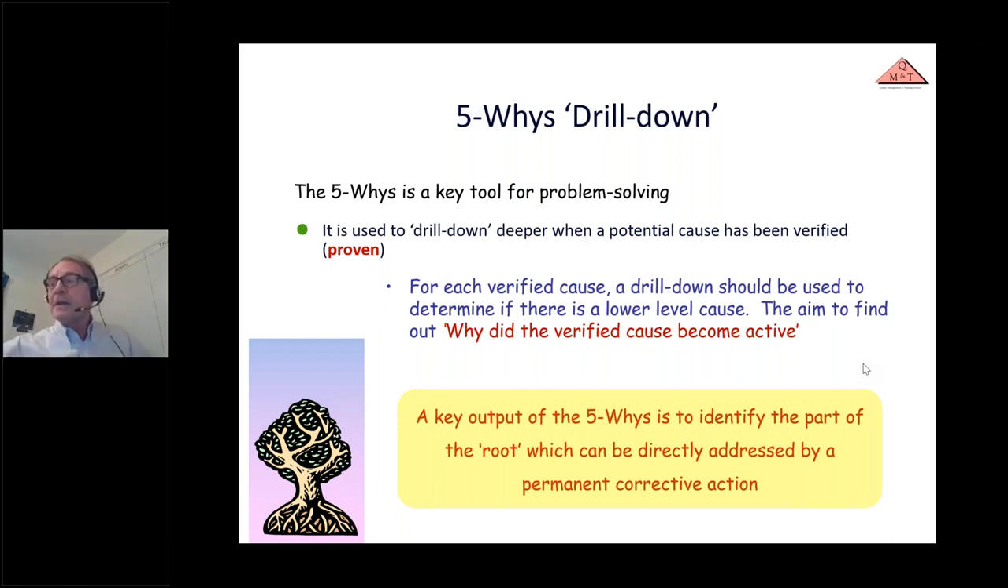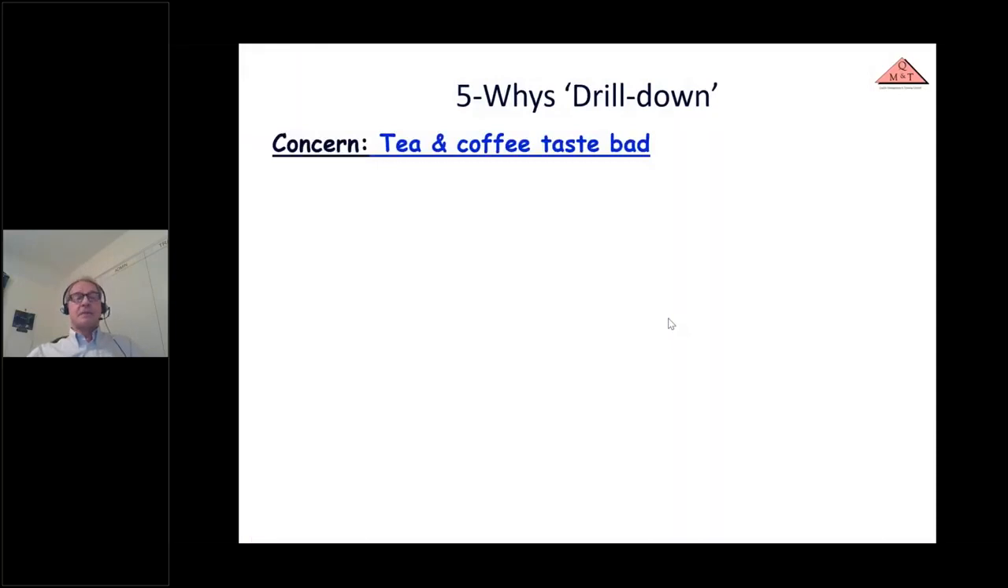And I've kept this example very simple because there are some points that I'd like to explain. Suppose that the concern is that tea and coffee taste bad, perhaps in the kitchen area of a business organisation. The team will investigate this and ask the question, why do we have bad tea and coffee? The answer to this question has to be fact. Investigation is required. It's not about theories or ideas.